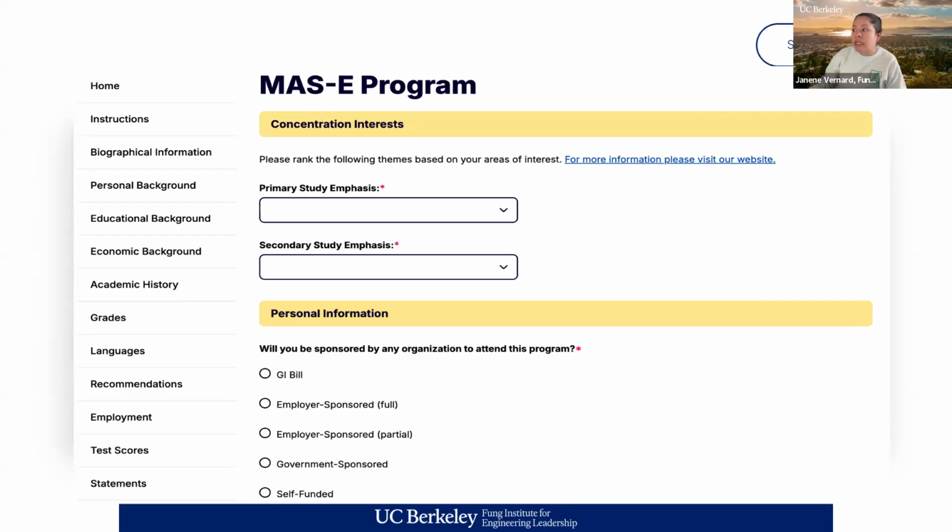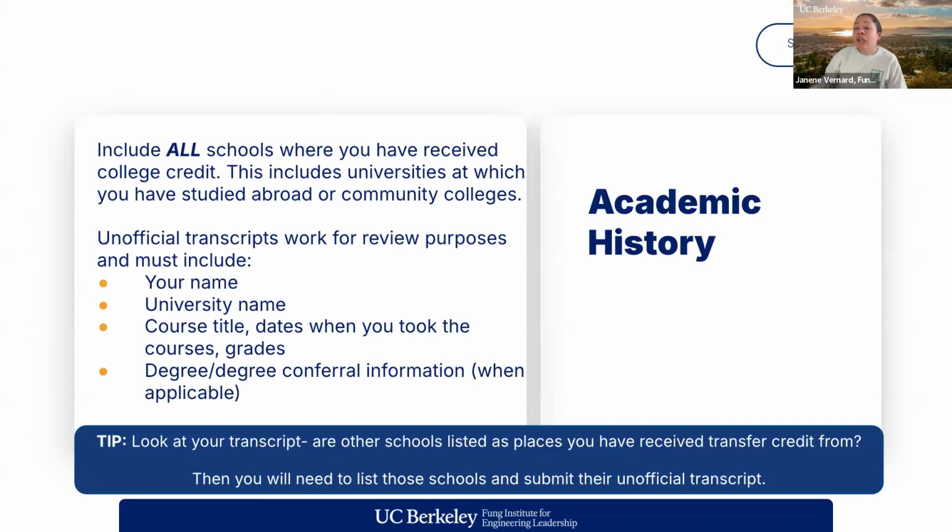With your academic history, this is important because we need to review this when we are evaluating applications. So please include all the schools where you have received college credit. This includes universities at which you have studied abroad, or community colleges where you have taken classes in lieu of or in addition to. Make sure you submit your unofficial transcripts.